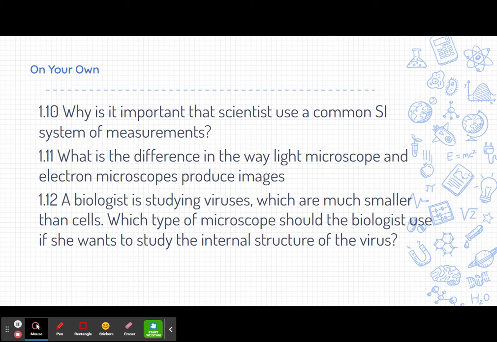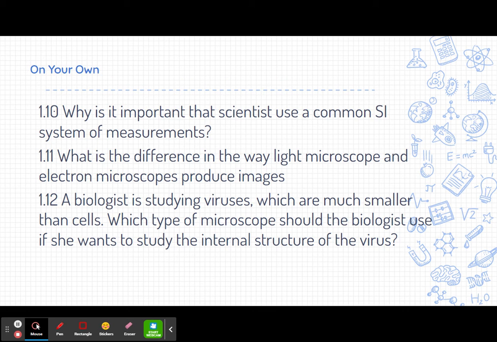It says a biologist is studying viruses which are smaller than cells. Which type of microscope would a biologist use if she wanted to study the internal structure of a virus? Well, probably the scanning electron microscope is the best. Well, probably both of them. It actually depends on what university you go to and what you have when you're studying that. But most universities now have both of the electron microscopes.